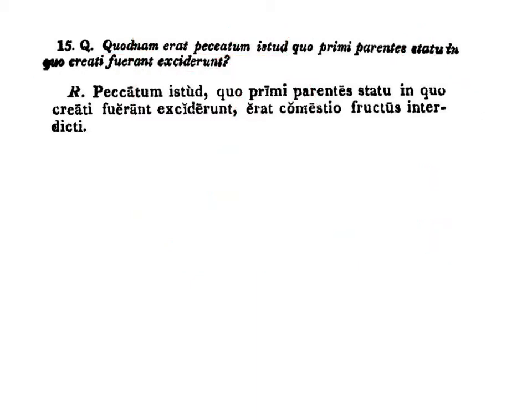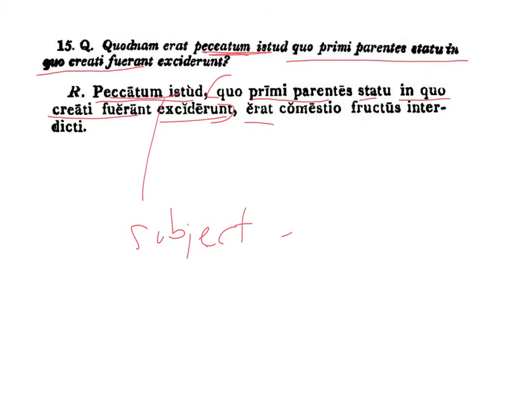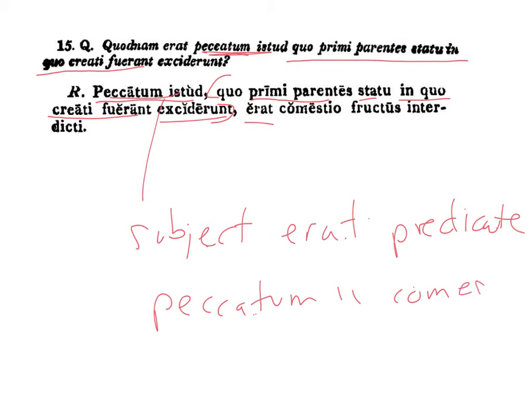Now the answer repeats part of the question. Peccatum istud, that sin, by which, etc. It's a verbatim repetition of this clause, by which the first parents from the state in which they had been created fell, excederant, that sin erat. So peccatum istud is the subject, then we have the verb erat, and then we have the predicate, which is going to be commestio. So peccatum erat commestio, that's the sentence, was the eating, commestio, fructus interdicti.